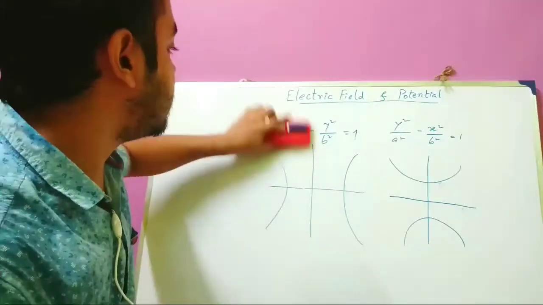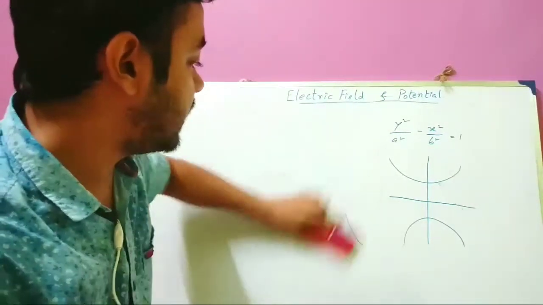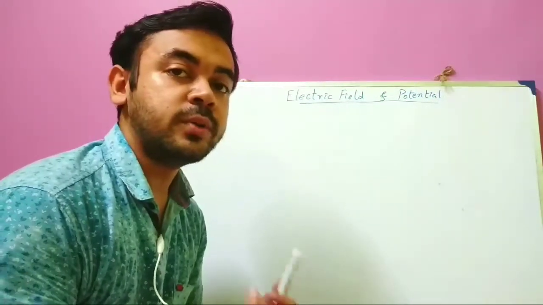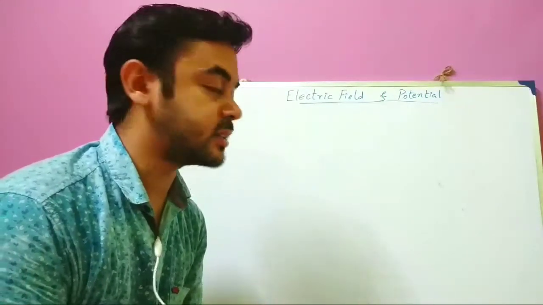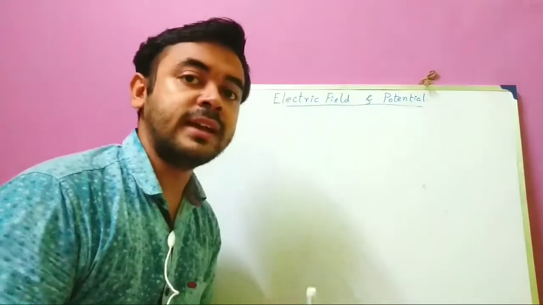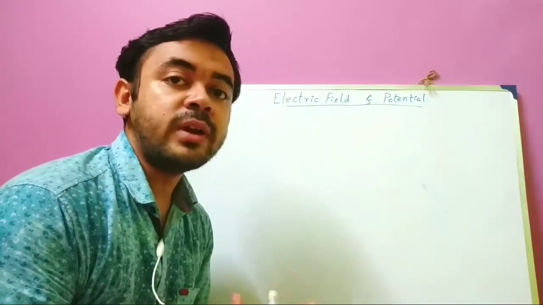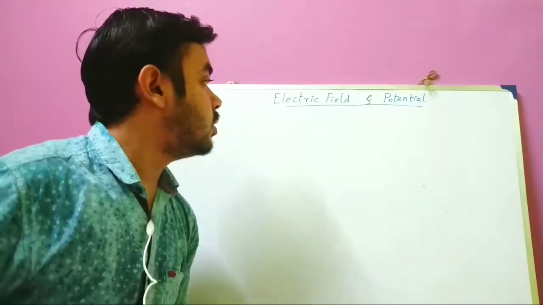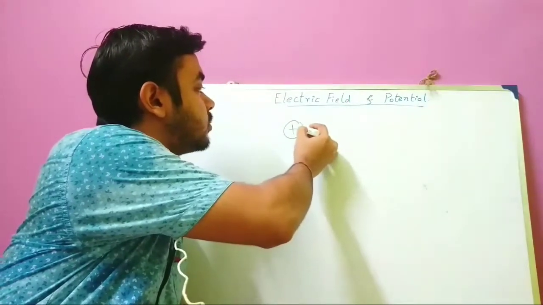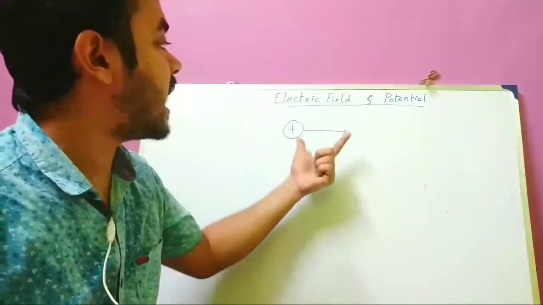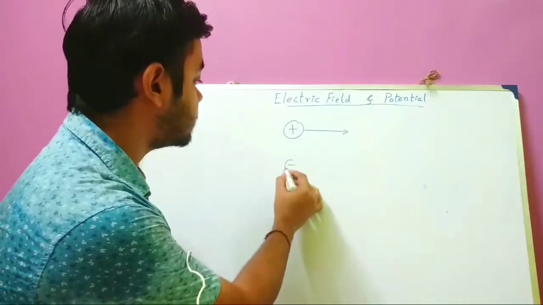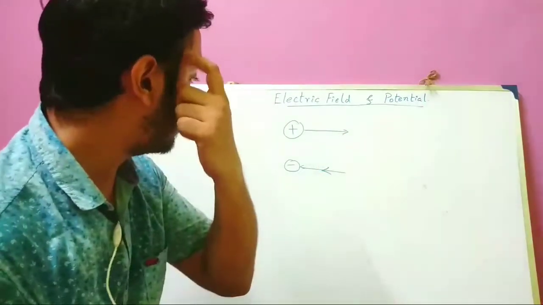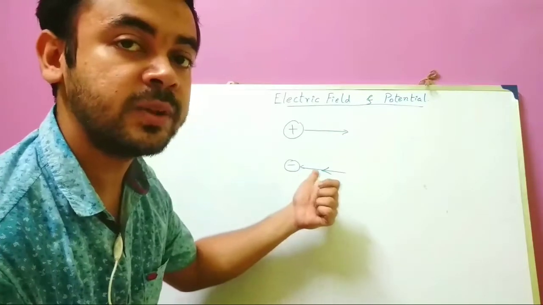Okay, now let us see the direction of electric field intensity. The electric field intensity is a vector quantity, so it will have a magnitude as well as a direction. So what is its direction? The electric field intensity is away from a positive charge, and towards a negative charge. So for a positive charge, the direction of the electric field intensity is always away from the positive charge, and for a negative charge, the direction of the electric field intensity is always in the direction of the negative charge.